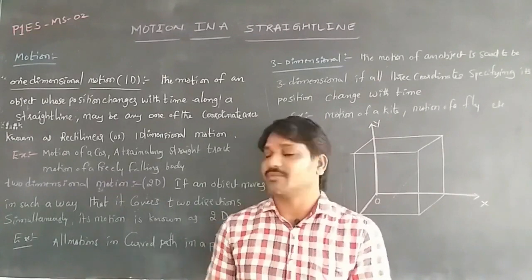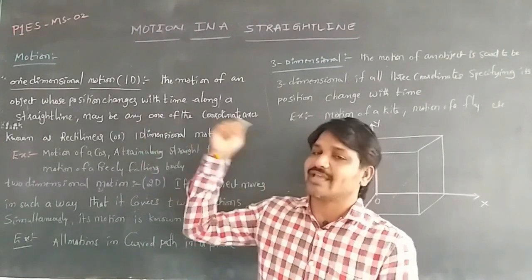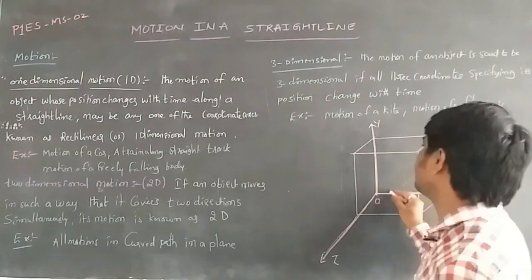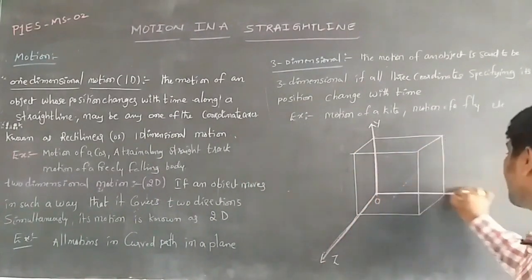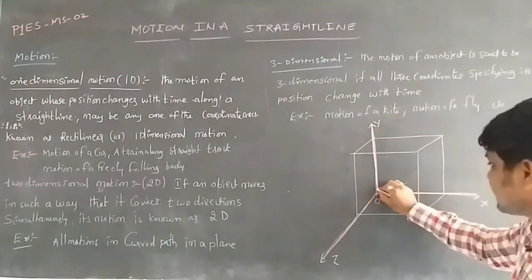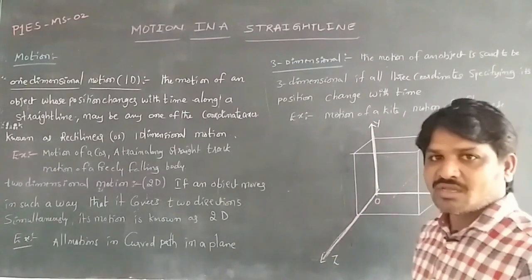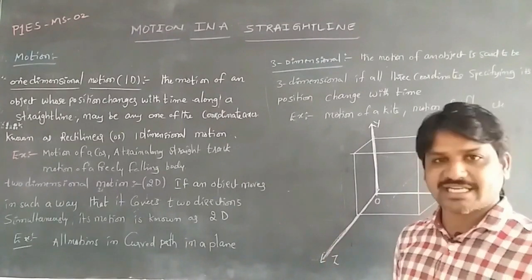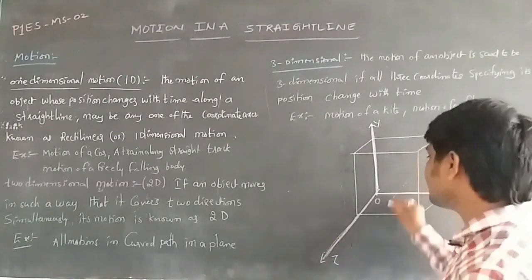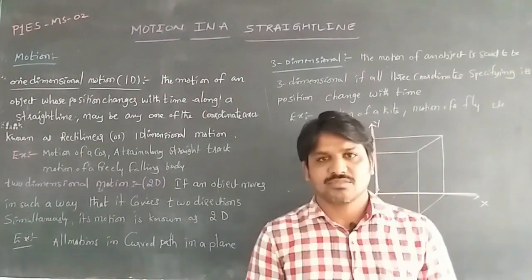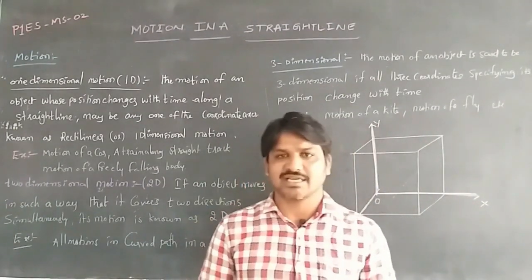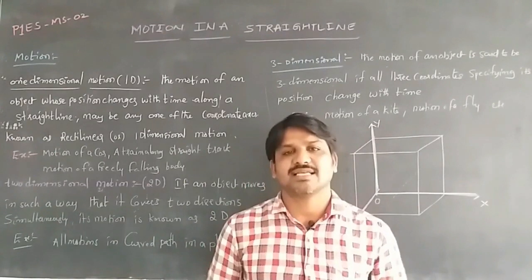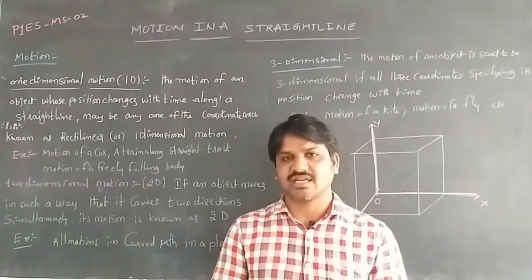When your body is moving along a straight line in any coordinate axis, maybe along the x axis or along the y axis or along the z axis, it is considered a one-dimensional motion, also called rectilinear motion. Like a car moving on the road, it is a rectilinear motion because it is moving along a straight line, and a train also moves along a straight line like that.